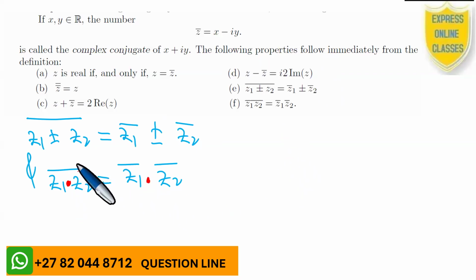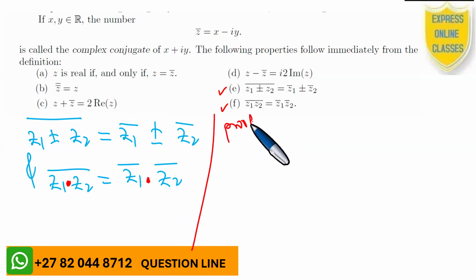Yes, that's it for E and F. But these ones can be proven. So you can present a proof in terms of why this complex conjugate breaks into two pieces. Because it's one piece, now it's two pieces. How does it happen? There's a mathematical proof.